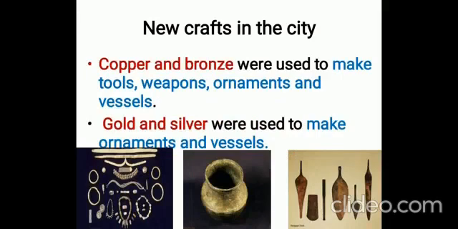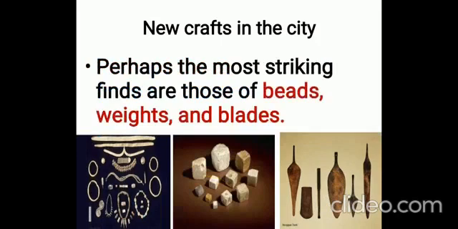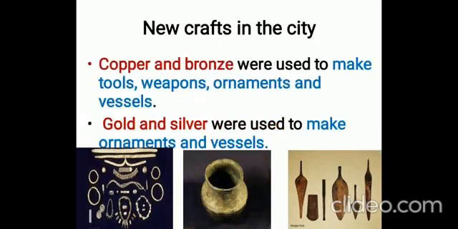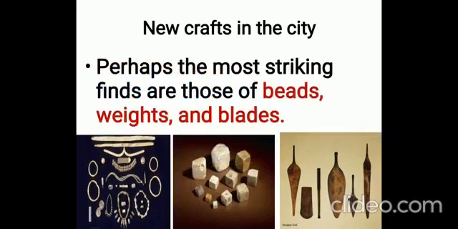Copper and bronze were used to make tools, weapons, ornaments and vessels. Gold and silver were used to make ornaments and vessels. So you can see this vessel, and you can see these weapons and tools. These are all made of copper and bronze, and gold and silver were used to make ornaments and vessels.